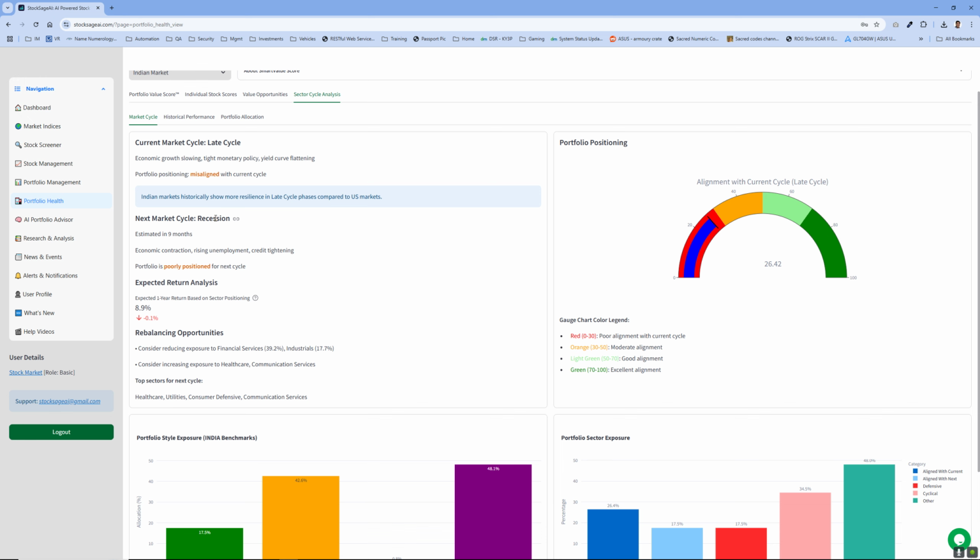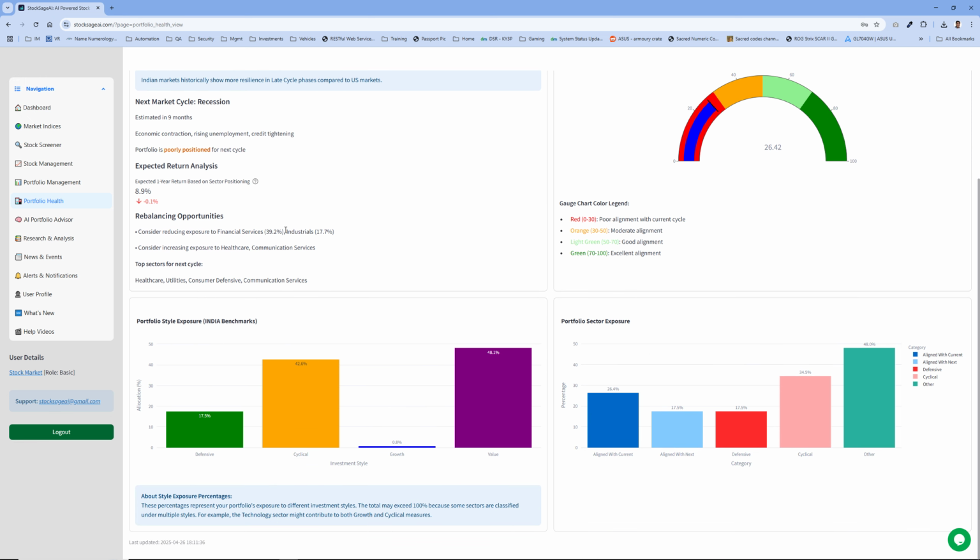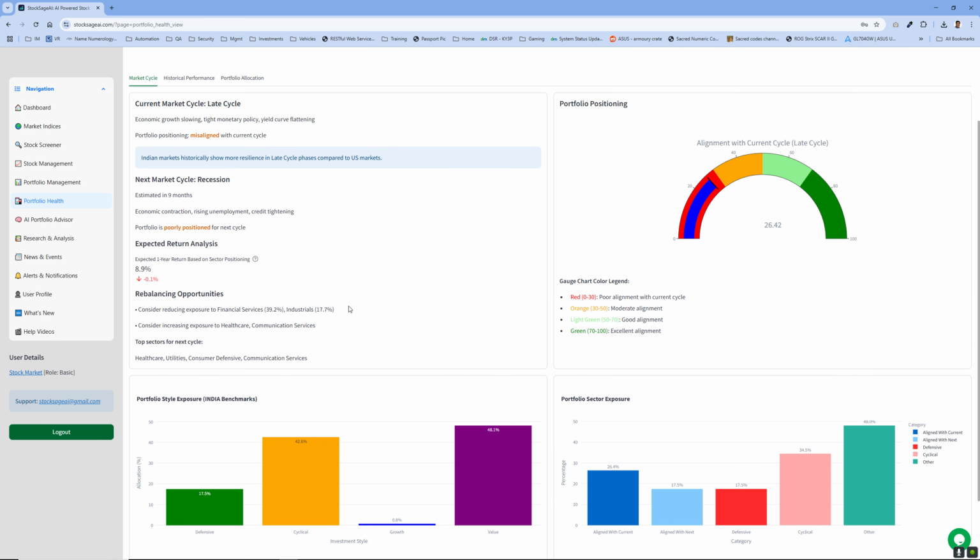So the next market cycle, it says, is going to be a recession, and it's estimated in 9 months. We are not positioned for the next cycle properly. The expectation is mentioned over here. It gives us the rebalancing opportunities, that is, where we need to reduce our exposure in what sectors, and where we need to increase the exposure. And on the basis of that, it projects that you can get a positive return. The portfolio positioning is mentioned.